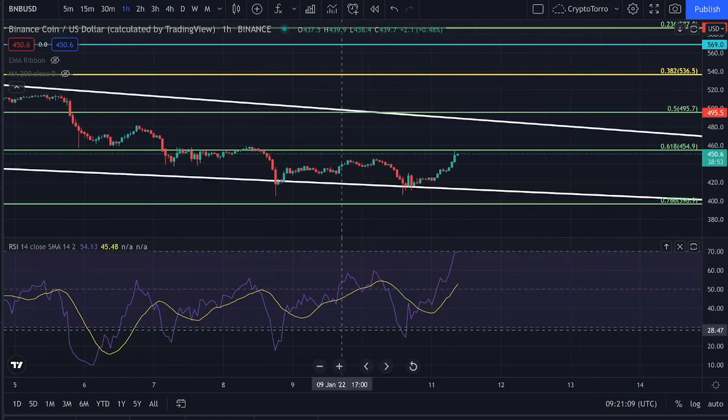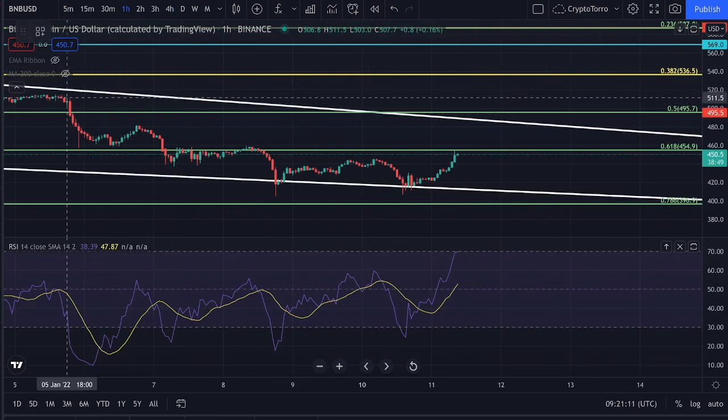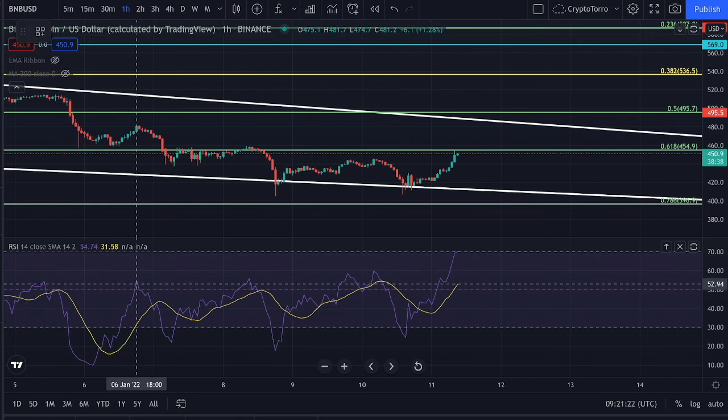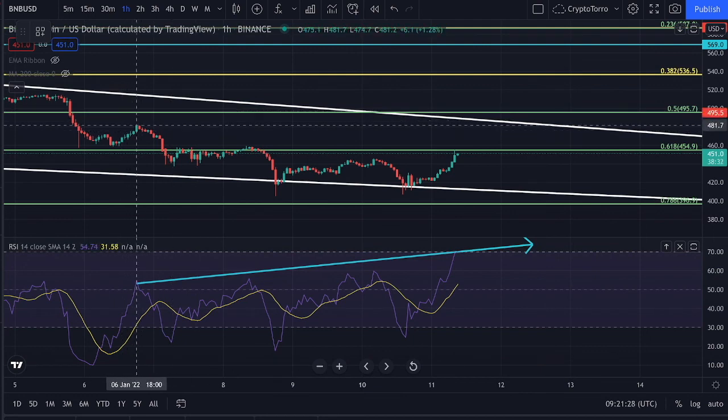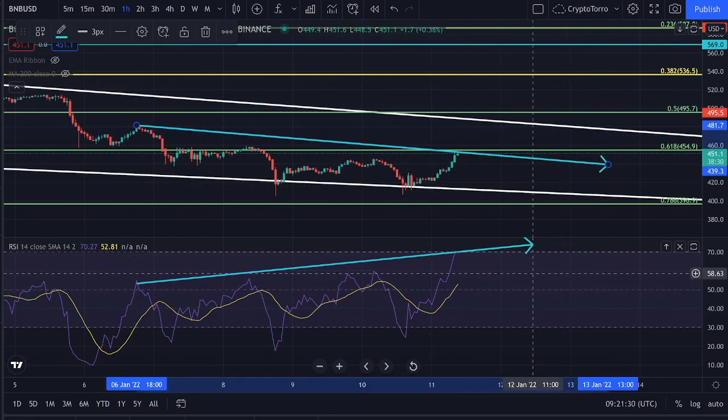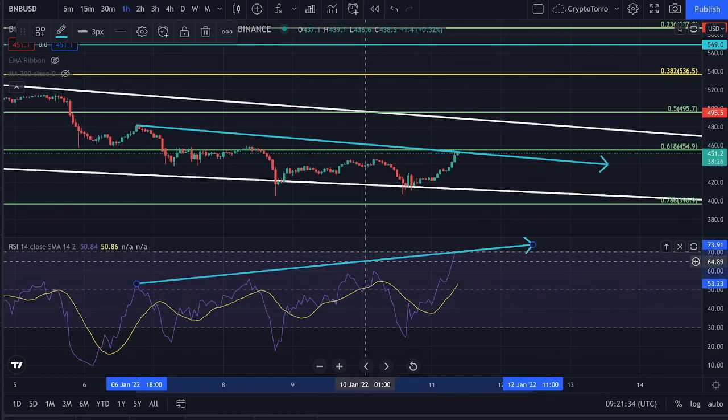Also, if we take a look at the 1-hour time frame, we are actually seeing the exact same taking place, due to the fact that we are seeing higher highs on the RSI, and we are unfortunately seeing this lower high on the chart. So once more, the exact same bearish divergence that we are seeing on both the 4-hourly and 1-hourly time frame.